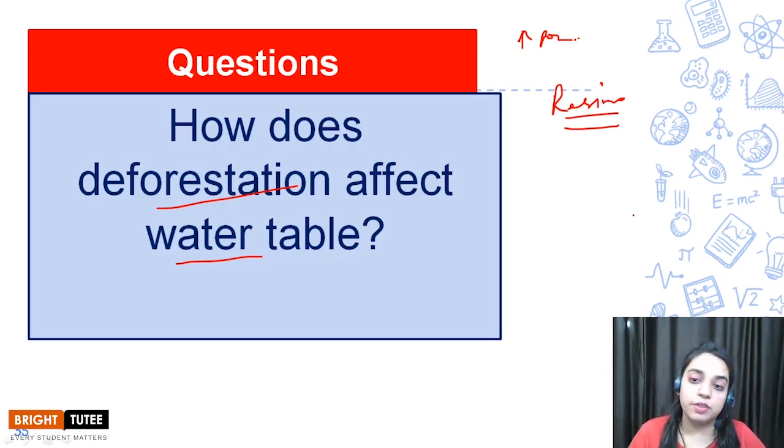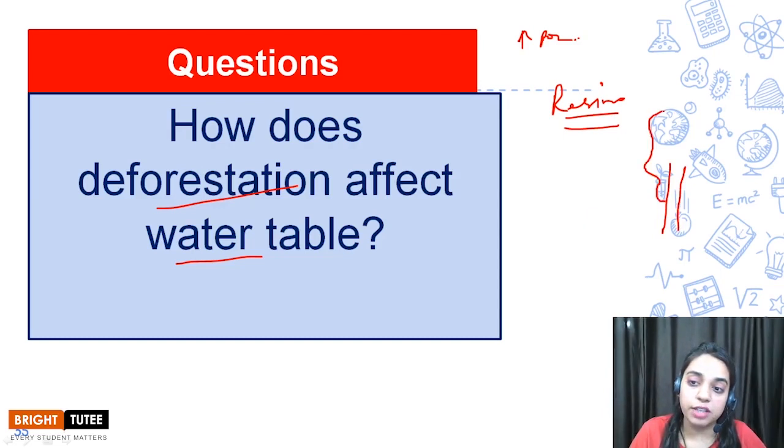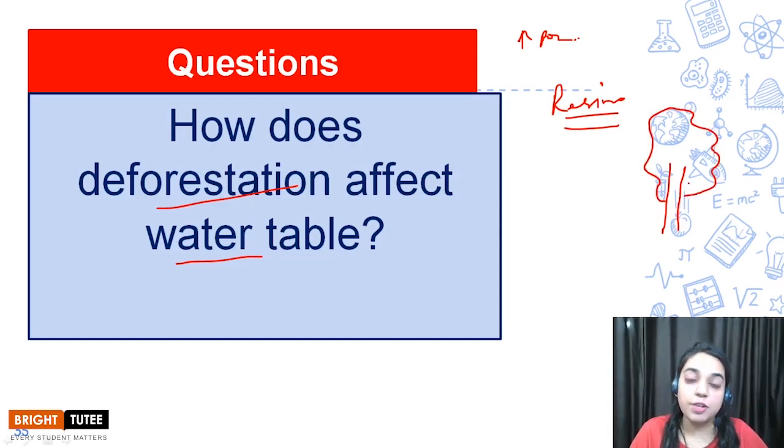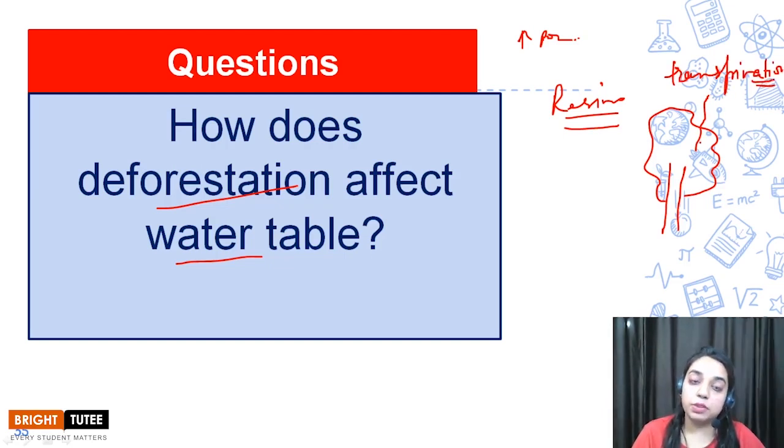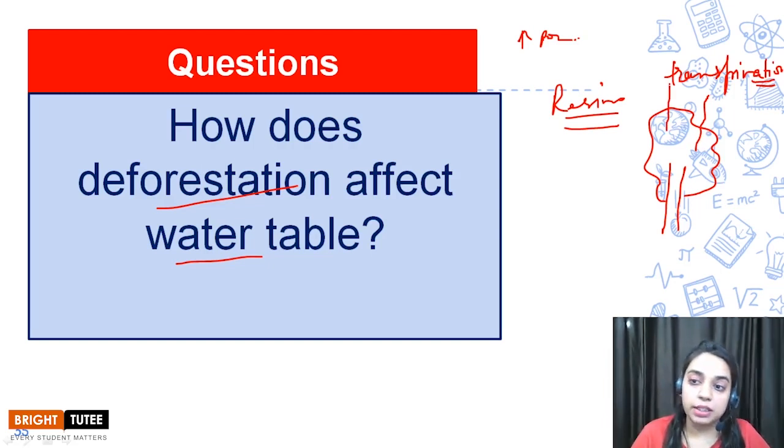And also children, when we are clearing the forest area, we are cutting more and more trees, and we know trees are responsible for maintaining the water cycle. How? Because trees do transpiration from the aerial parts, that is, they help the water to go from the earth to the atmosphere through their leaves, right? So because of transpiration.